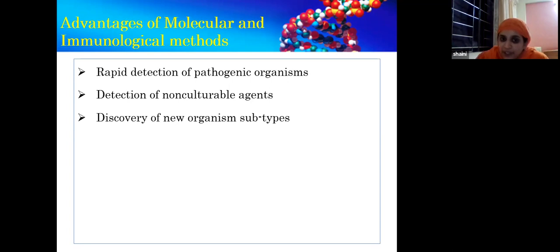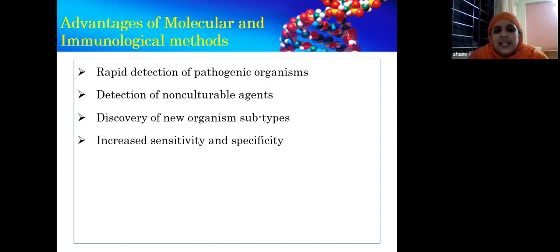And it is also important because, see, with some HPVs, just the presence of the HPV doesn't signify much. Whereas if you can show that certain strains of the HPV like 16, 18, etc. are present, it shows that they are more aggressive and they have more potential to cause malignant transformation of the cells. Okay? So discovery of new subtypes of organisms.